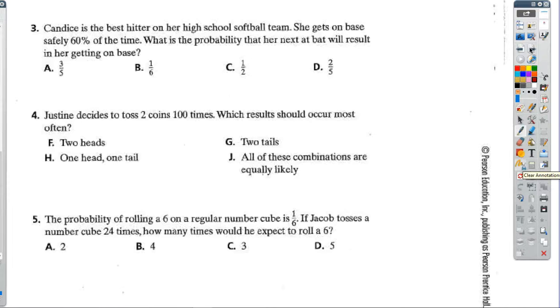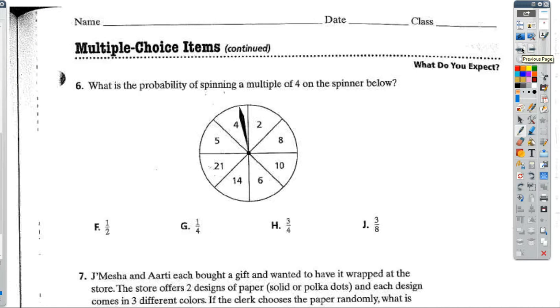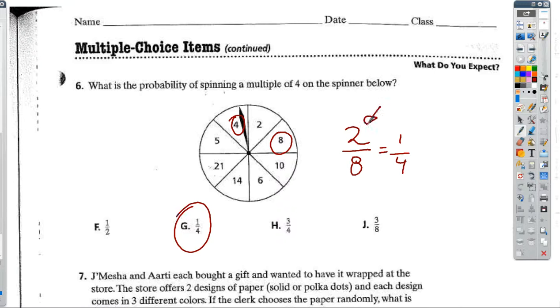Okay, last one for the multiple choice. What is the probability of spinning a multiple of 4 on the spinner below? All right, so let's see. This is a multiple of 4, multiple of 4. That's all my multiples of 4, I think. Are there any other multiples of 4? No. So that is 2 out of 8 sections, which is equal to 1/4. Oh cool, they have 1/4 here. And yes, your fractions have got to be reduced.